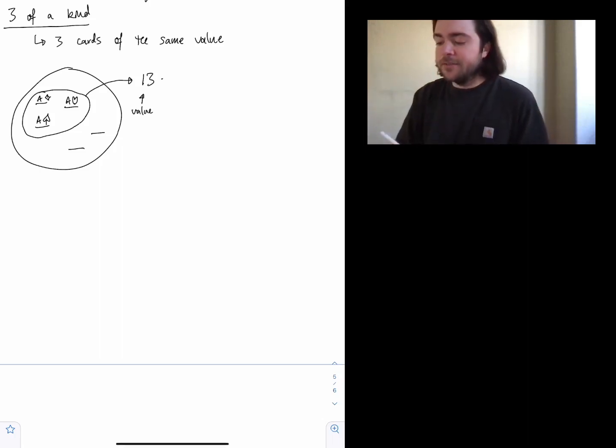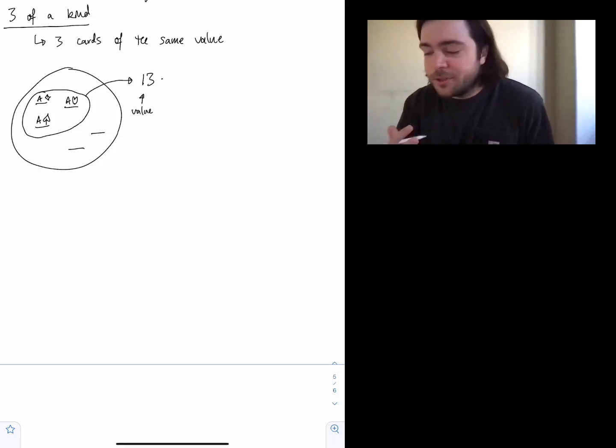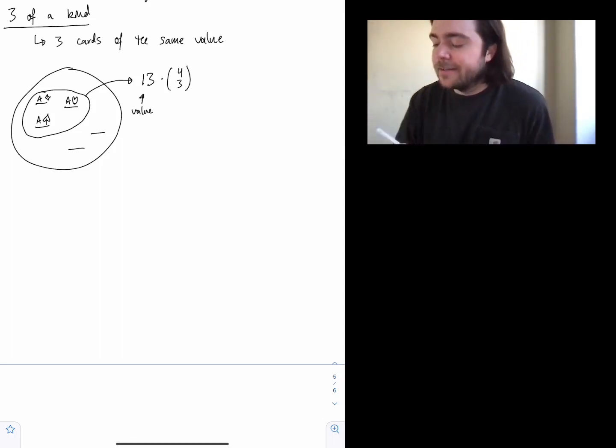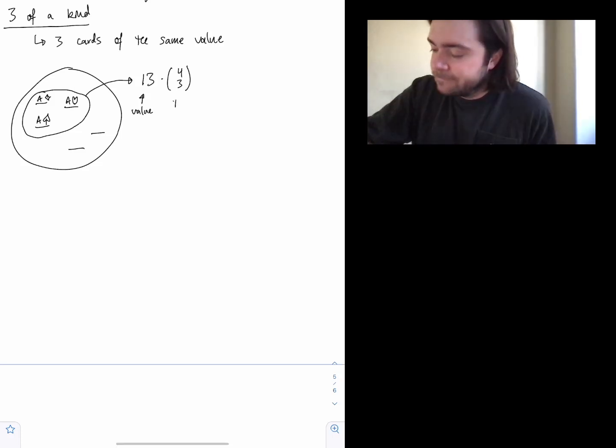Okay, and what about for suits? Well, there are 4 total suits. I need 3 of them. So I just have to specify, I get a choice about which subset of 3 suits to use. These are my suits. These are my choices for my suits.